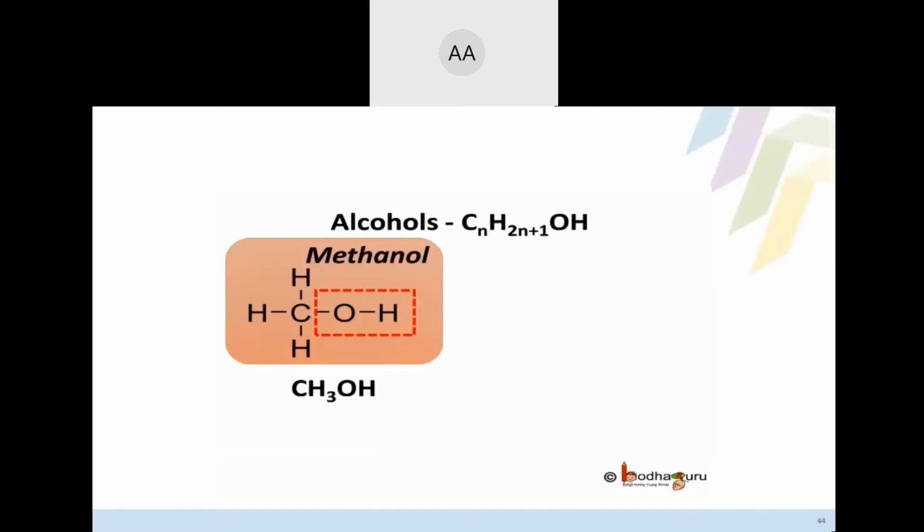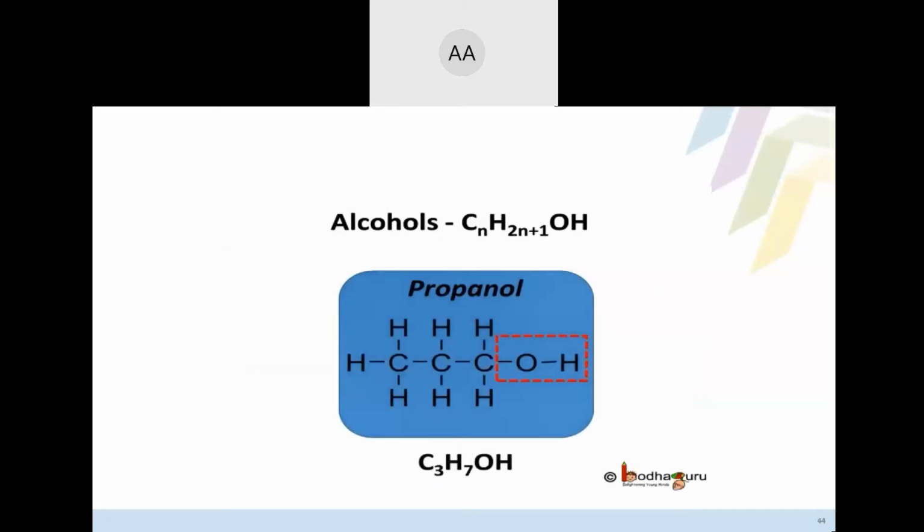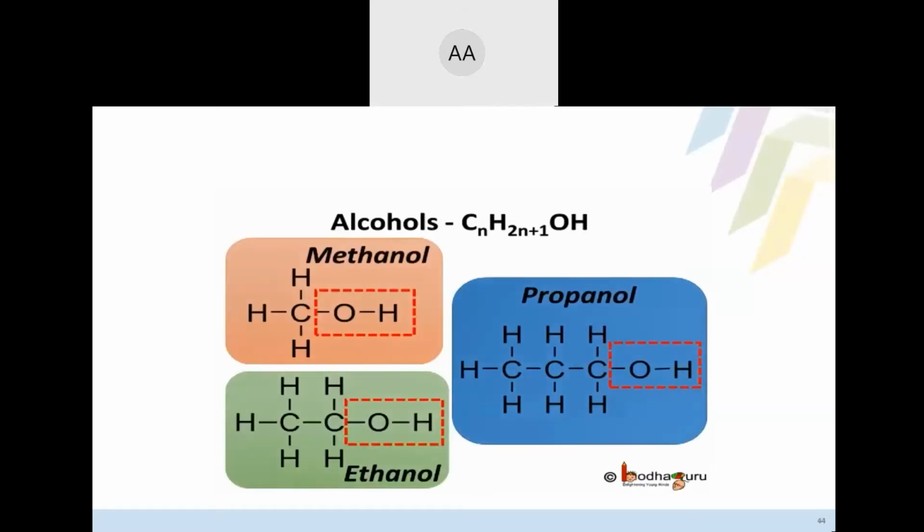For ethanol, it is C2H5OH. And for propanol, it is C3H7OH. So remember, the general formula for all alcohols is CnH2n plus 1 OH. You know, a series of compounds which has the same general formula is called a homologous series.